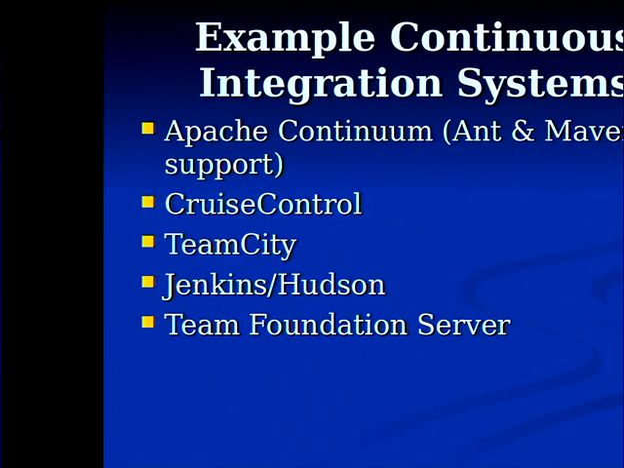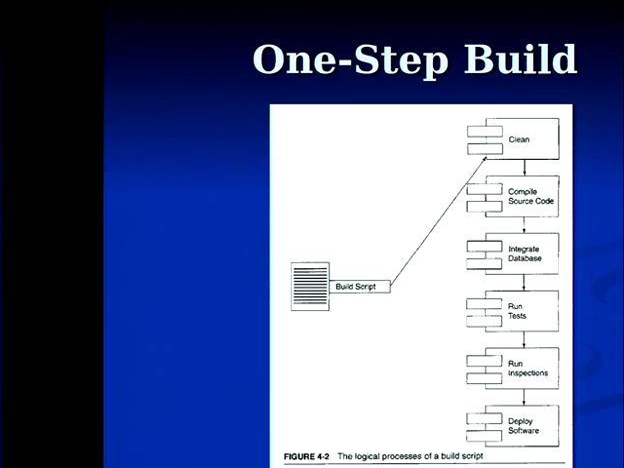there was a variety of systems out there, and this is just a subset of them. Apache Continuum is notable because it has Ant and Maven support, which is provided. But Cruise Control is a very popular system. TeamCity has been used by some teams here, teams externally. Jenkins and Hudson. Jenkins was a fork off of Hudson, I think, after Oracle took Hudson in a direction that the developers were unhappy with. And Team Foundation Server from Microsoft supports this.